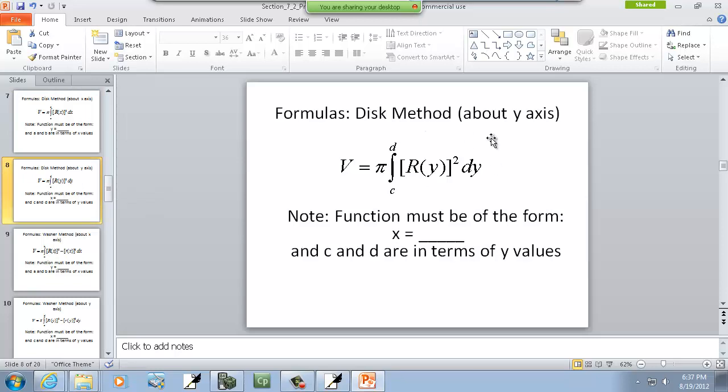Disk method around the y-axis. c and d are y values. This r of y must be of the form x equals, which means these have to have y's in here. So you'd have like x is equal to 5y minus 1, so 5y minus 1, and this is dy. So everything's y's.